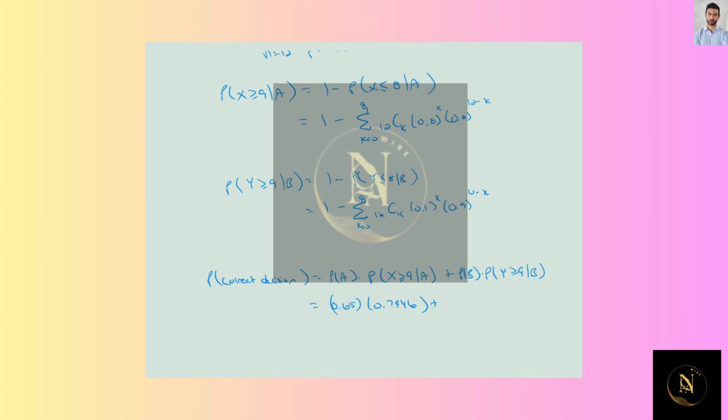The probability of B is 0.35. And the probability of Y being greater than or equal to 9 when the probability of success is 0.1 is 1.658 times 10 to the negative 7. It's very, very small.